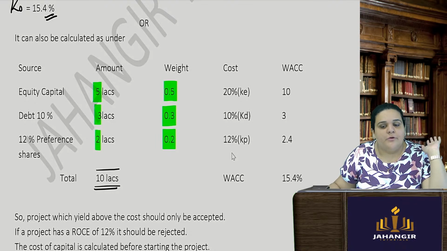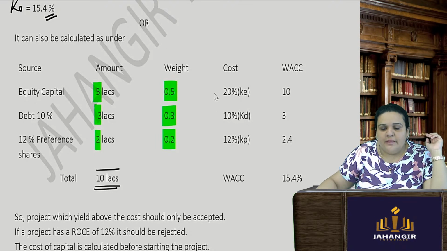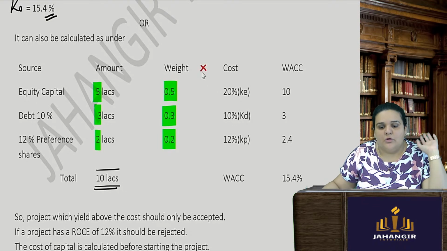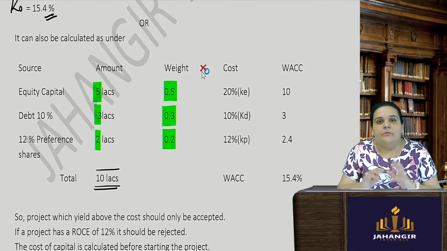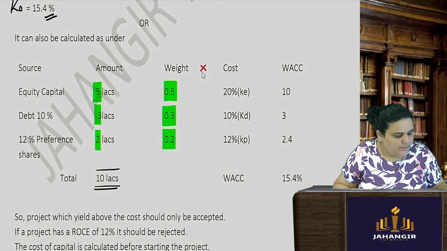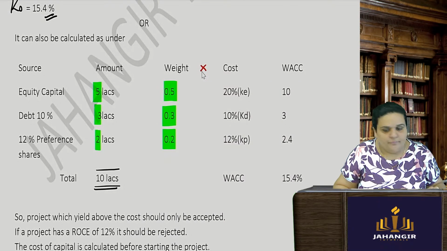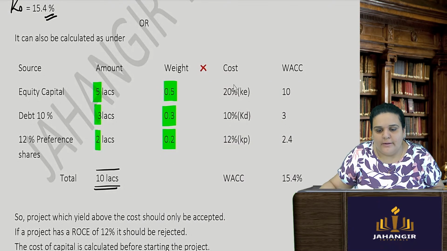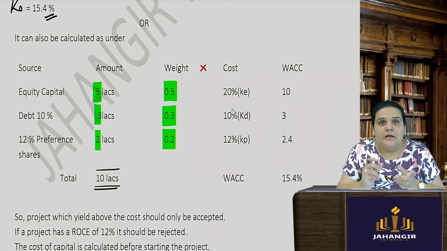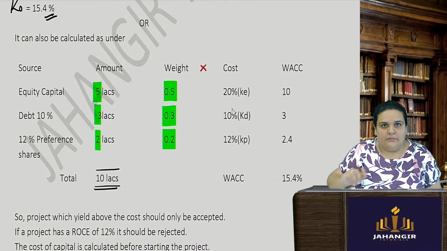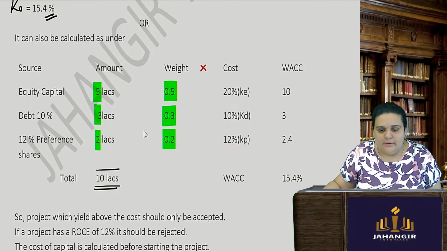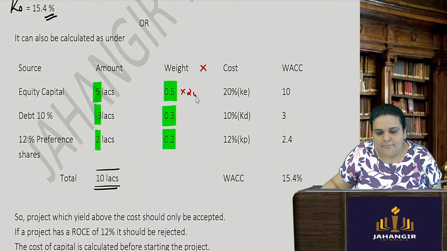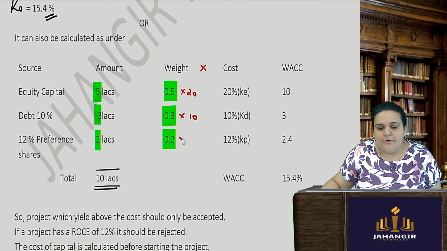Cost is already given to me. Weighted average cost of capital is nothing but the weights into the cost. So 0.5 into 20. Don't multiply it with the percent. See, what you can do is 0.5 into 20, you will get 10. Don't take that percentage sign, then again you will get a wrong answer there. You will try to do 0.5 into 20%. No, don't do that. 0.5 into 20, 0.3 into 10, 0.2 into 12.